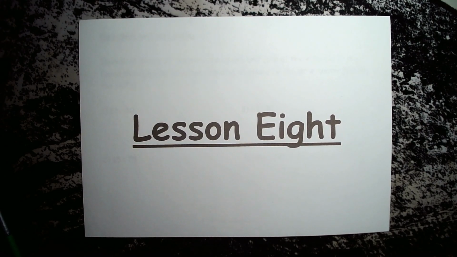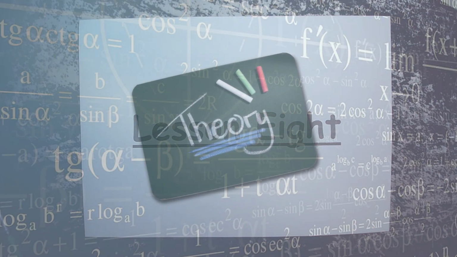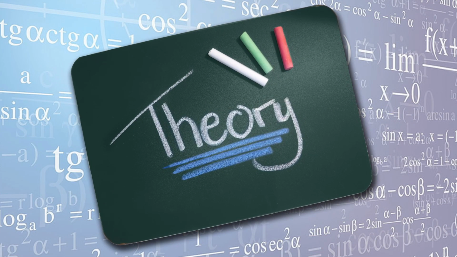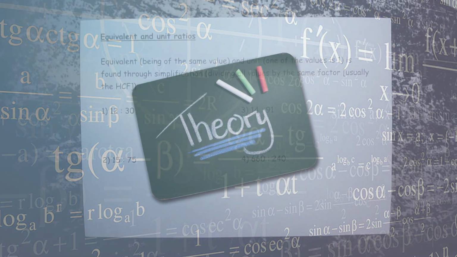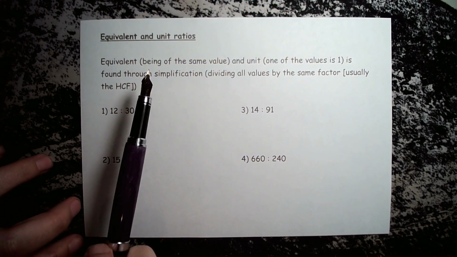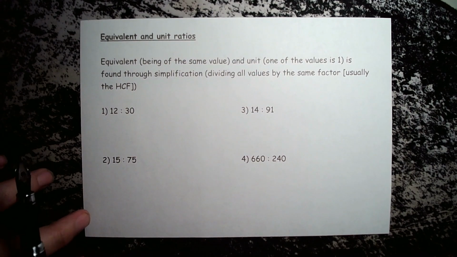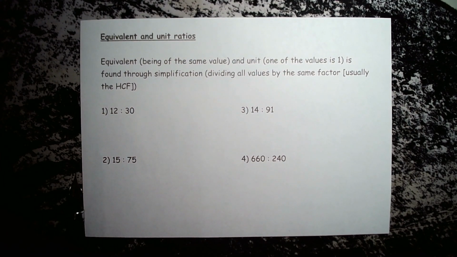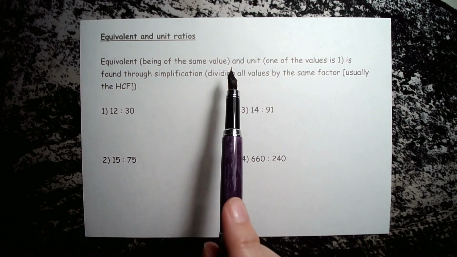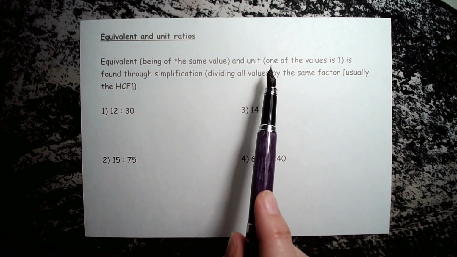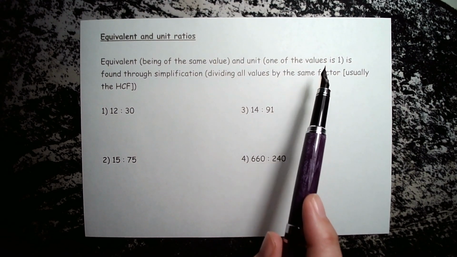I am Brainstorm Betty, and in this video we will discuss equivalent and unit ratios. Equivalent means being of the same value. It is equal to something else. And unit means one of the values is 1.